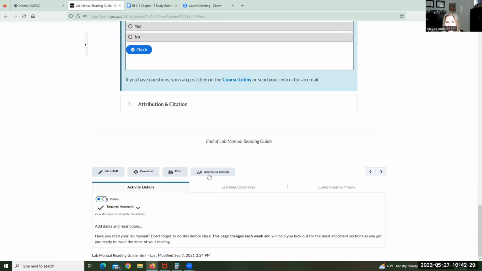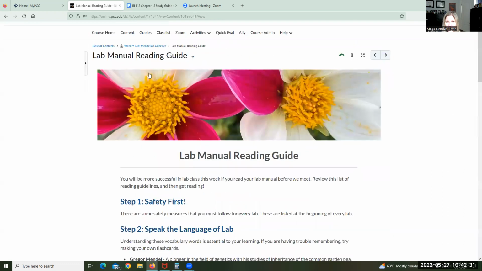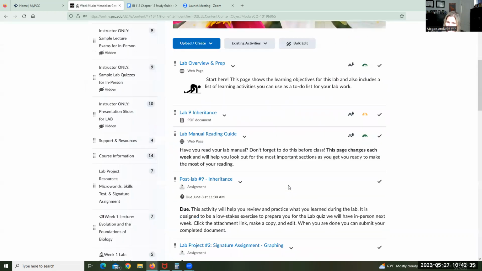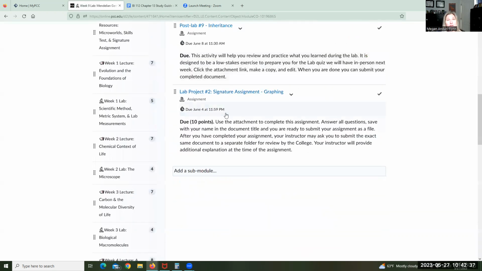And then one other thing with the lab this week. Due Sunday midnight this week is our signature assignment that I've been talking about. So if you are going to print it out and hand it in person, it's due at lab. Otherwise, the digital version is due by Sunday midnight, June 11th.